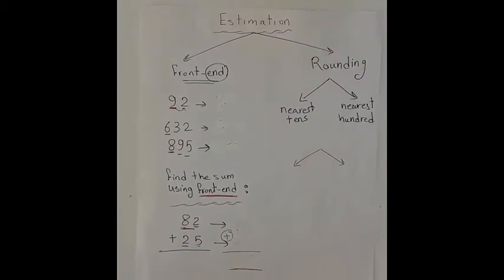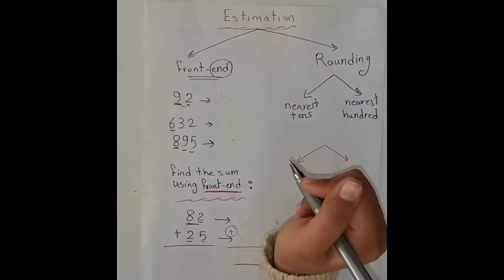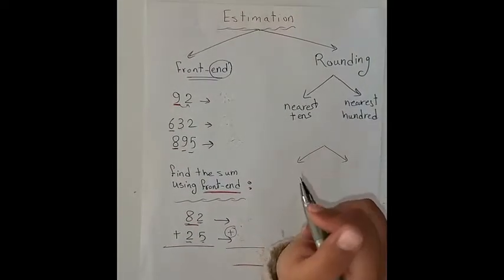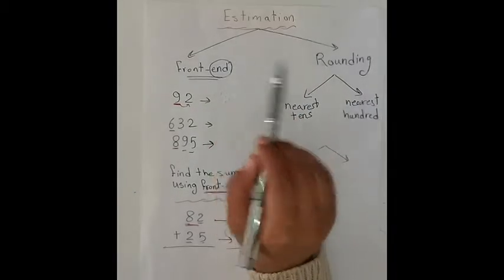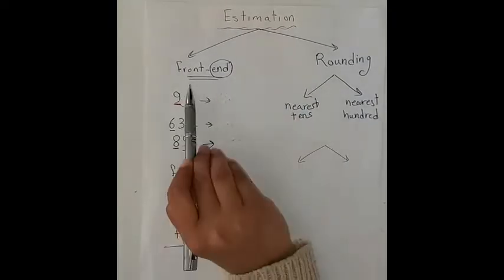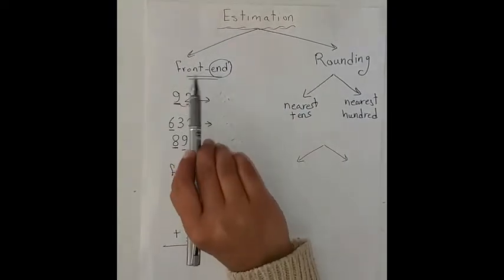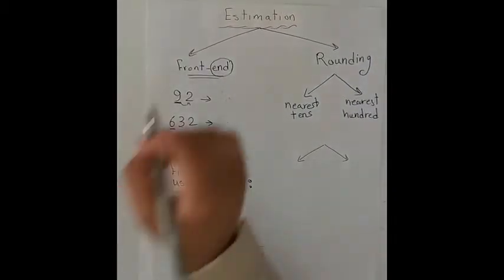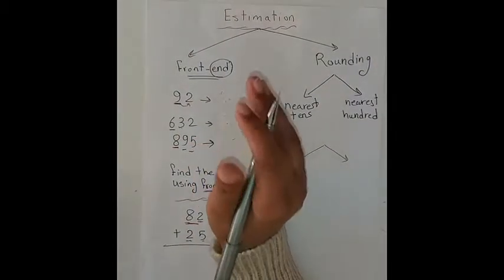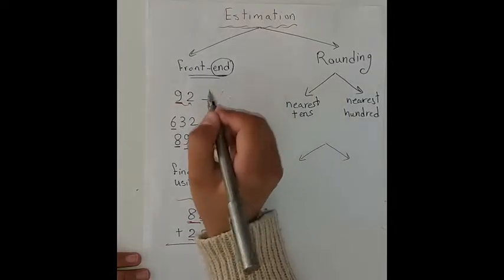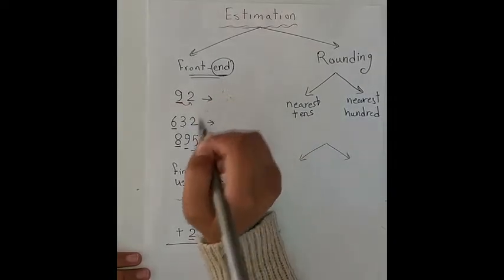As we took before, it's a quick revision about it. Okay, as we took before, estimation has two strategies. The first strategy is the front end strategy. Front end, like the name, we take the end of the number. We take the end of the number.